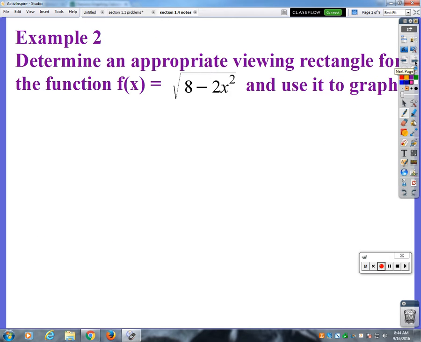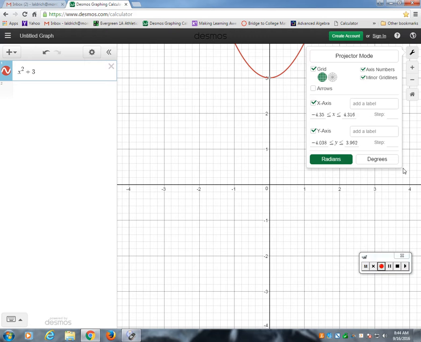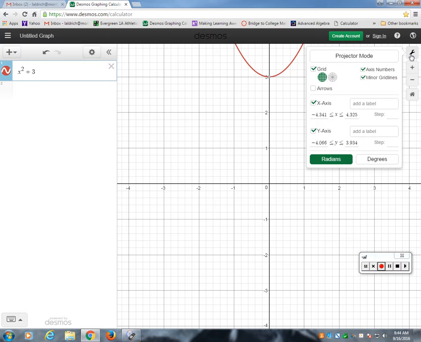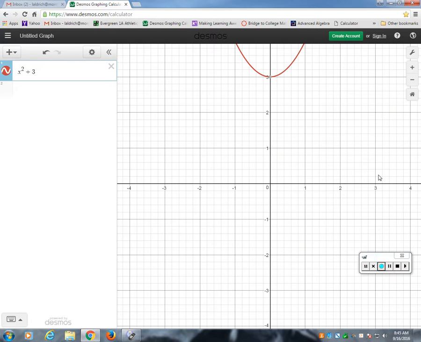There are two lanes. So let's say we were going to graph and look at the function square root of 8 minus 2x squared. Go to the little tool thing. See the grid? Click on the circle one. It gives us a little pie chart. That's for polar equations, yeah. That's sweet.